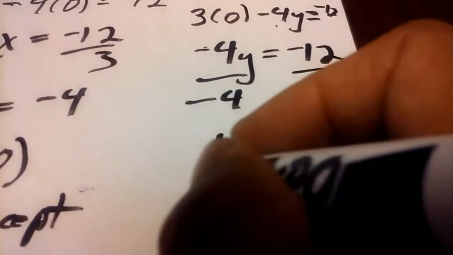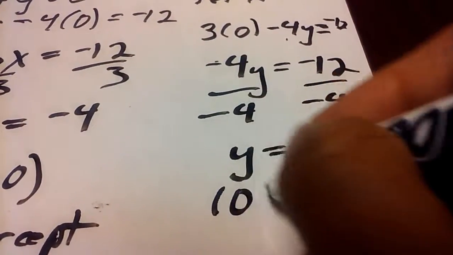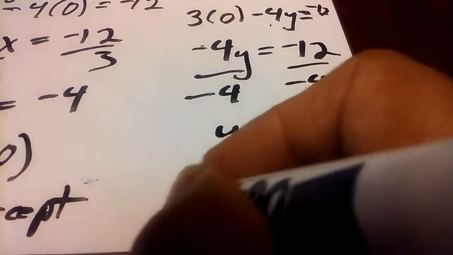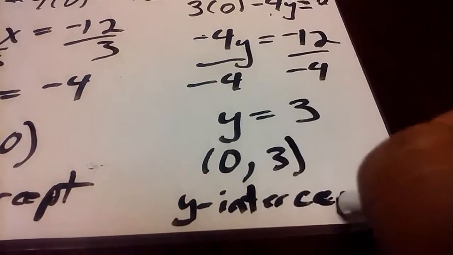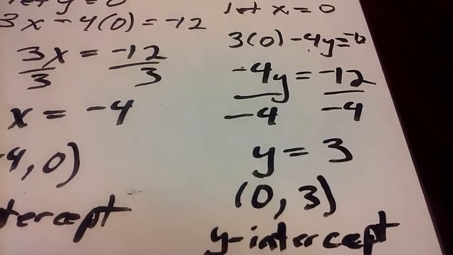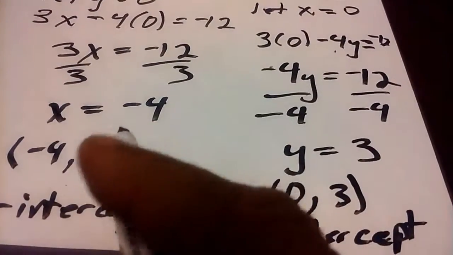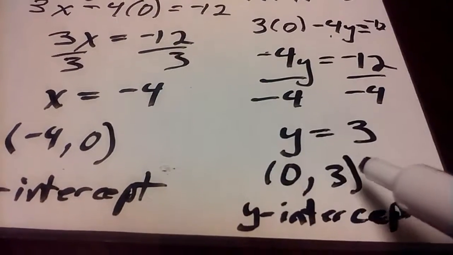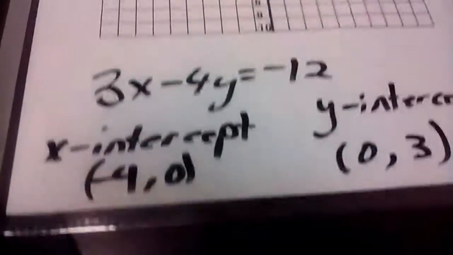So our y-intercept here, since we let x equal 0, is going to be 0 and 3. And that's going to be our y-intercept. Now let's look at graphing this particular equation, and you can see how the line will work. We're going to use these 2 points, negative 4, 0, and 0, 3, to graph our line.